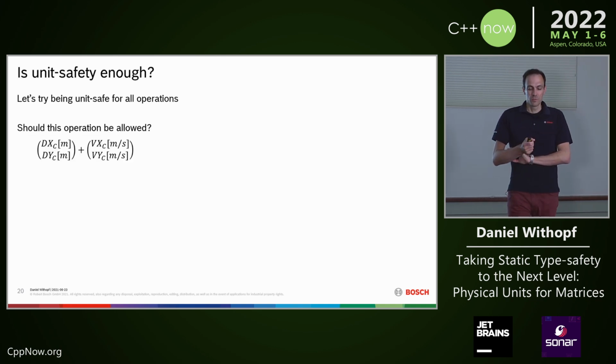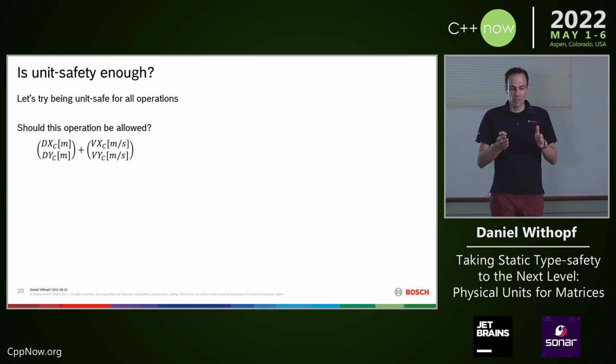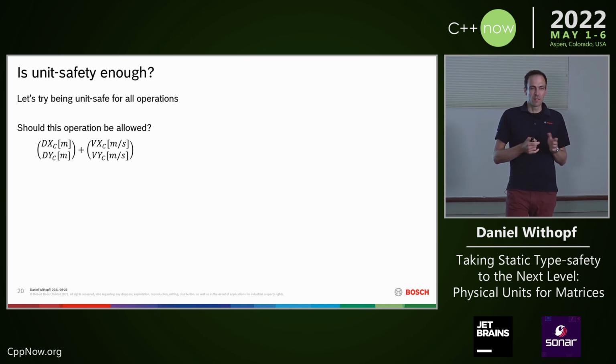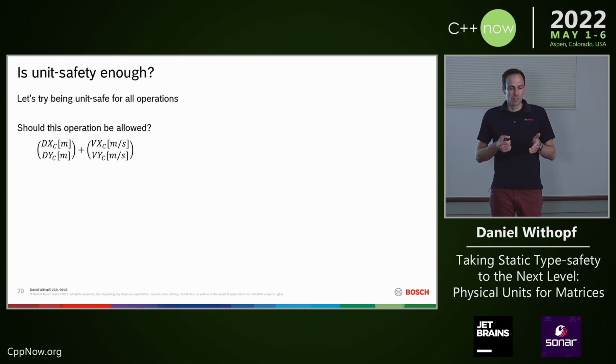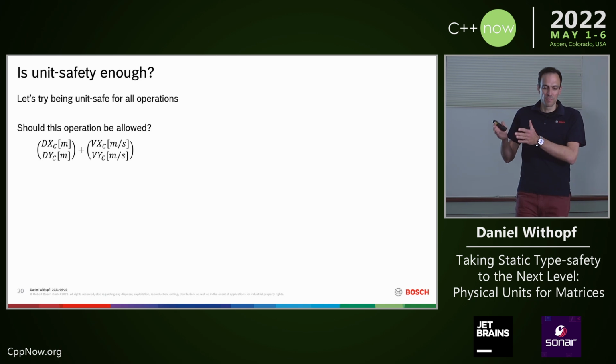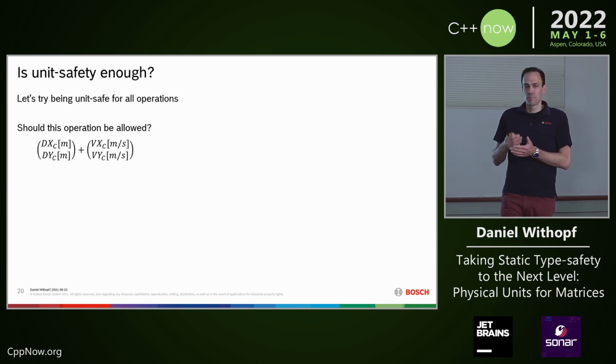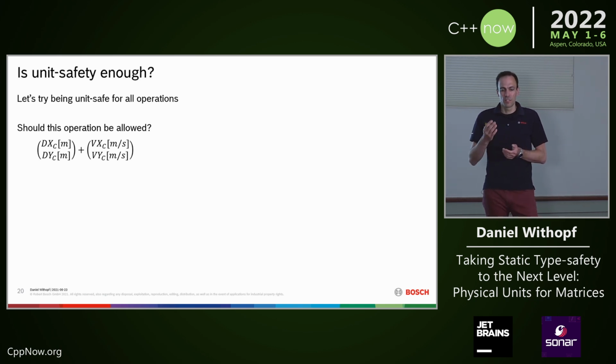Again, a question for you. Should this operation here be allowed? So we have two vectors. The vector on the left-hand side describes x and y position in vehicle frame with a unit of meters. And the right-hand side describes a velocity vector x and y with unit meters per second. Should this addition be allowed?